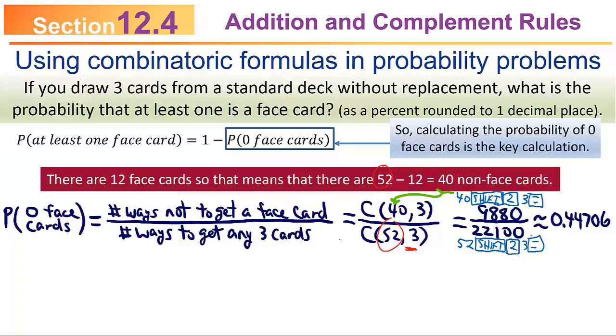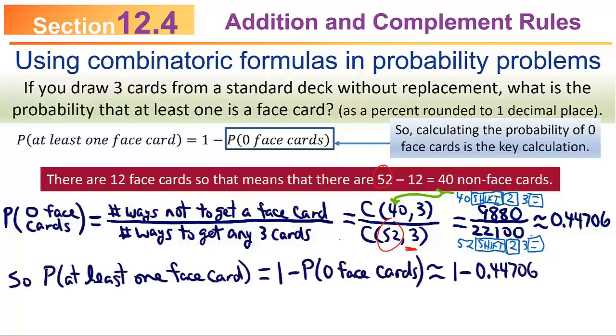So take plenty of decimals because you have to change it to a percent and then round it. So do not just write 0.44, write several decimal places. So it's 0.44706 to several decimal places. So you continue your calculation. The probability of getting at least 1 face card is 1 minus the probability of no face cards, which we've calculated to be 0.44706. Notice I'm emphasizing yet again, carry plenty of decimal places during this calculation. Round off in the very last step.